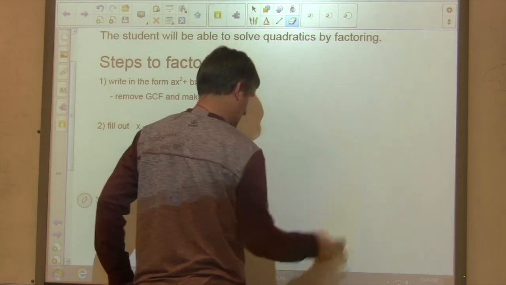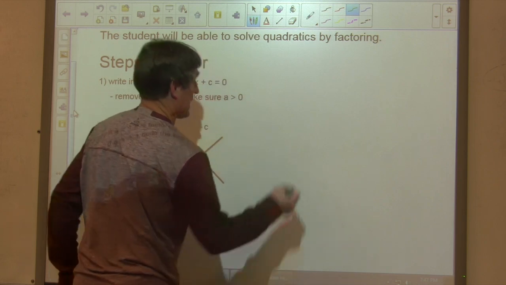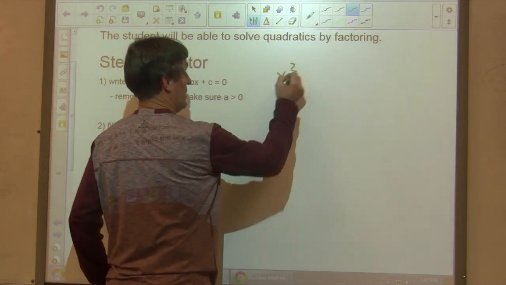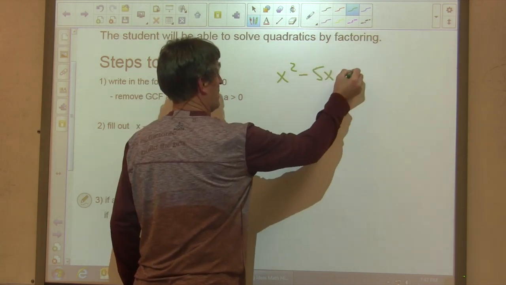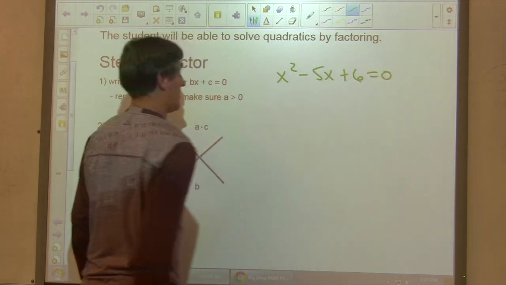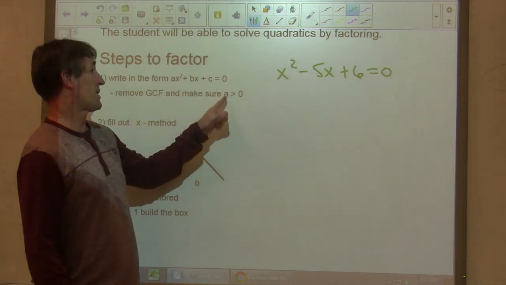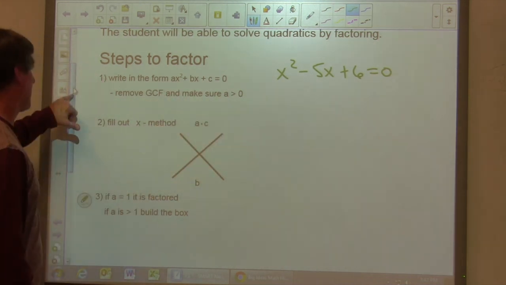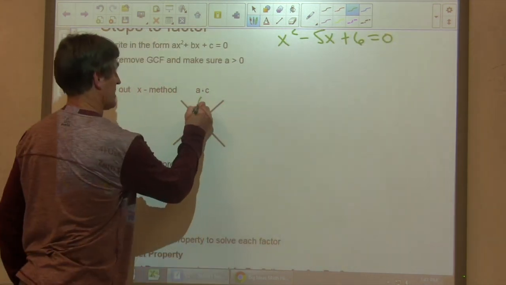So for our third example, x squared minus 5x plus 6 equals 0. So this is the easier type. So again, there is no greatest common factor. A is positive, so we're okay. A times C, so 1 times 6 is 6.